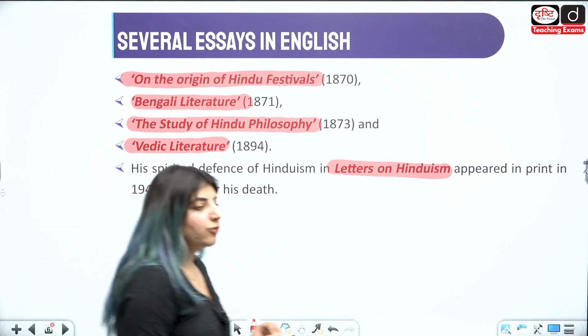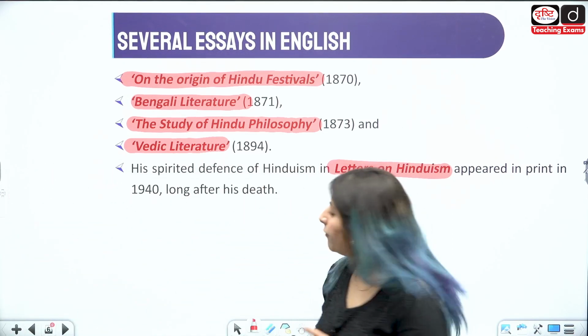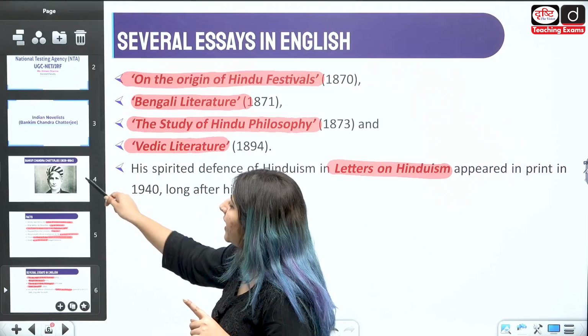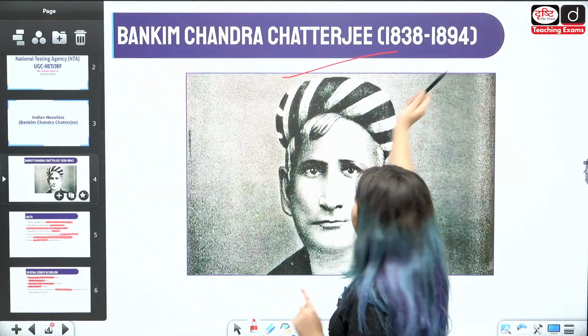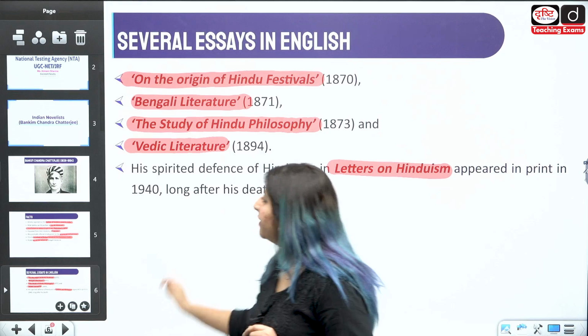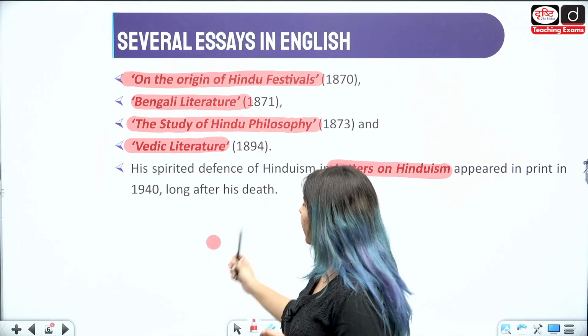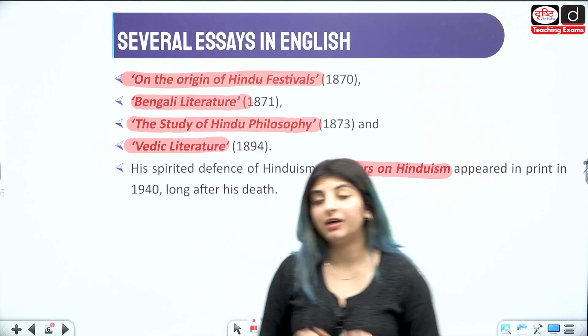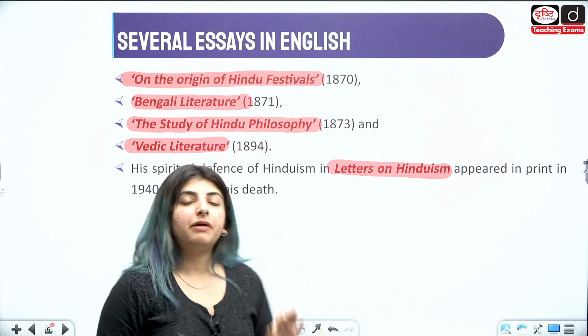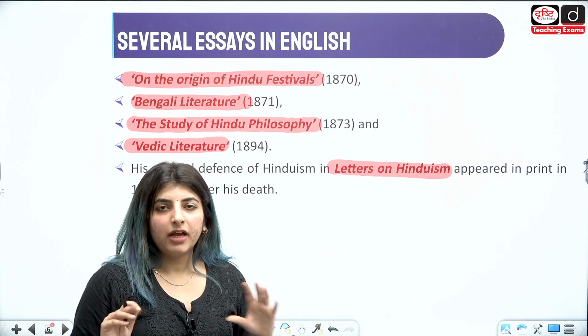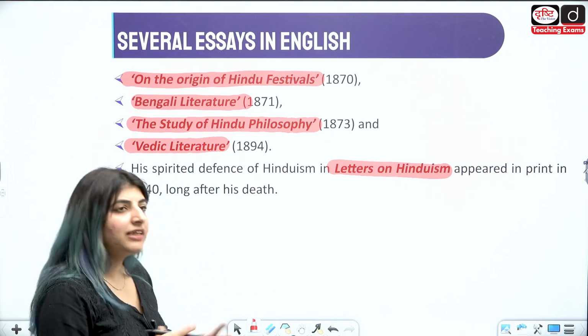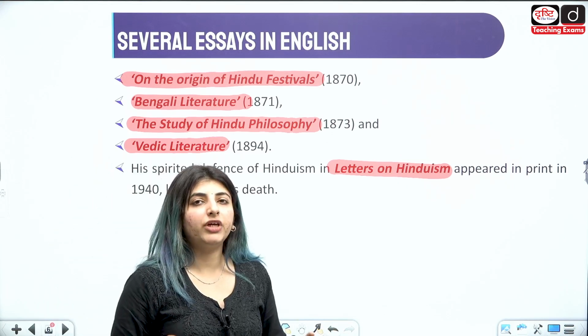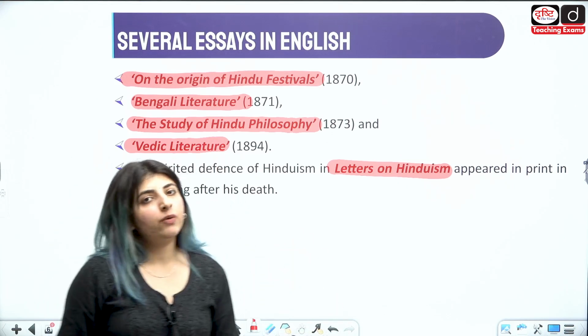So if we try to talk about his death, if I take you back here again, he passed away in 1894. But if we see his work, the defense of Hinduism, that was published long after his death. Now when we see that the writer's works are published after his death, what do we know those works as?